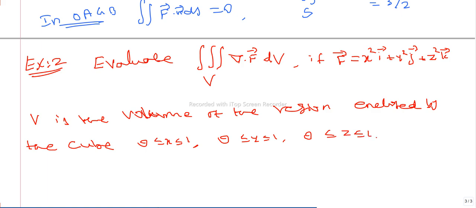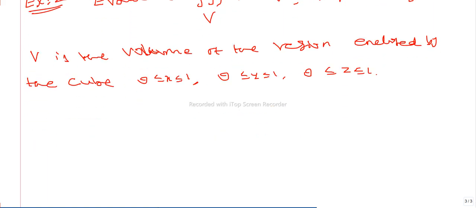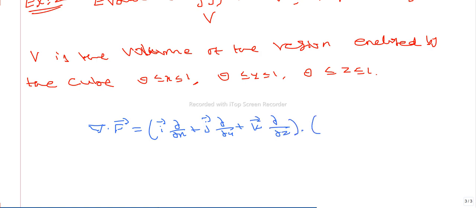If we take this cube, we can directly find the integration. So first you find what is del dot f. Del vector is nothing but i vector into dou by dou x plus j vector into dou by dou y plus k vector into dou by dou z, dot the f vector, which is x square i vector plus y square j vector plus z square k vector. So you have to partially differentiate this. i dot i is 1, therefore 2x plus 2y plus 2z. So this is del dot f.